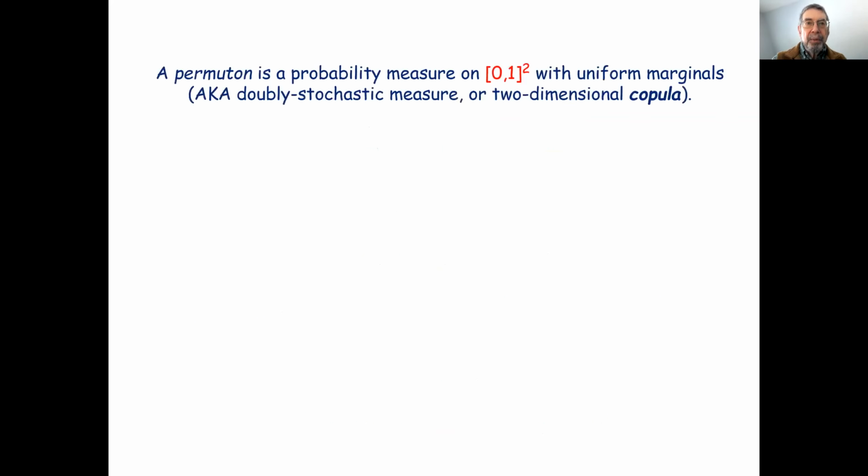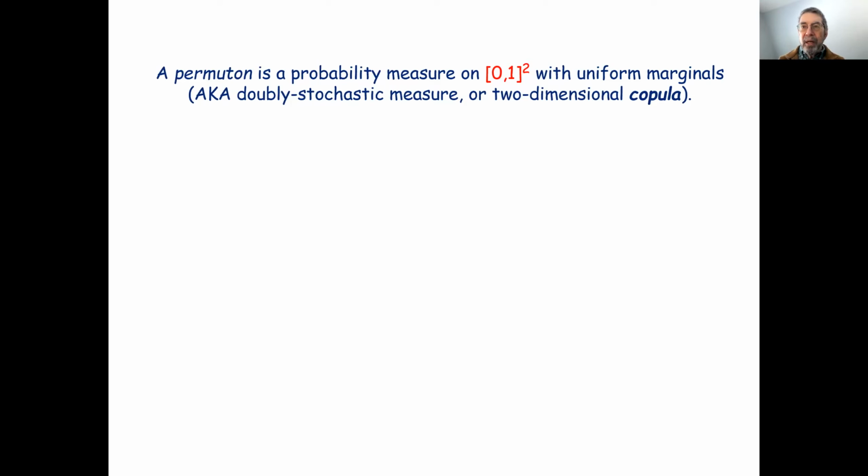Okay, so all right. So now we introduce a limit object for permutations, and this is quite, I think, surprising, and in some respects more nicely behaved than you possibly imagined thing. It's just a probability measure on the unit square with uniform marginals. But in particular, a Borel probability measure, and you could just call it a doubly stochastic measure, and statisticians might know it as a 2-dimensional copula.